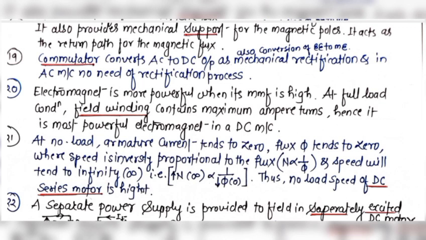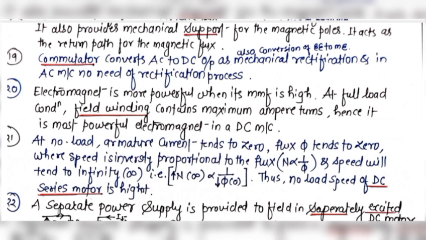The commutator converts AC to DC output as mechanical rectification, also enabling conversion of electrical to mechanical energy. And in AC machines, there is no need of a rectification process.